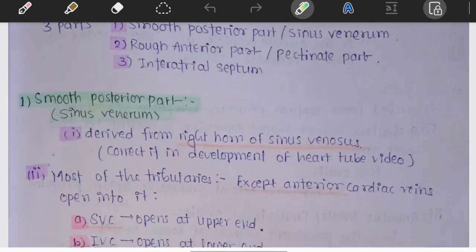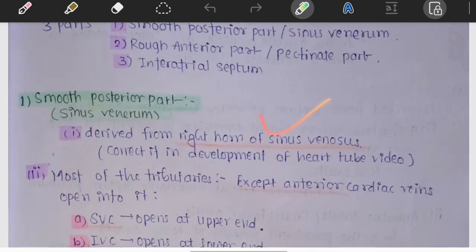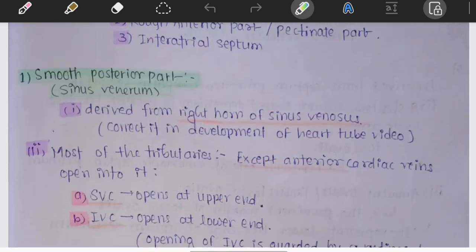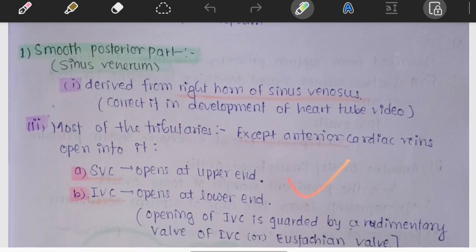The smooth area is called the sinus venarum. And why is it smooth? Because embryologically it develops from the right horn of the sinus venosus. This is a favorite university question, and most veins entering the right atrium open into the smooth part. Then the superior vena cava opens at the upper end.